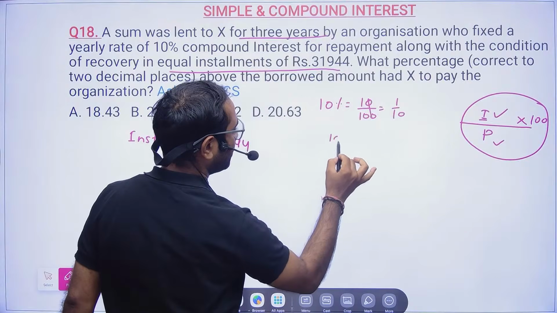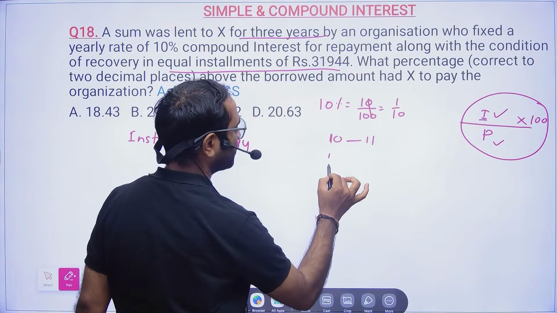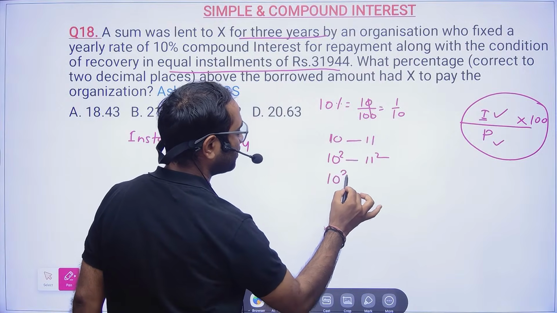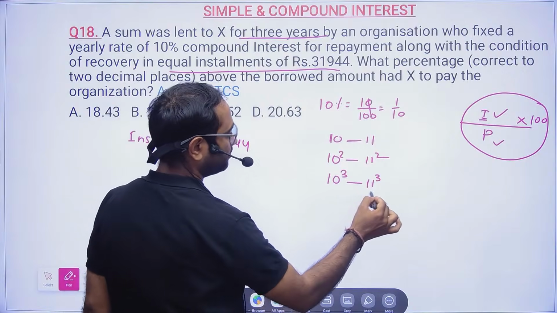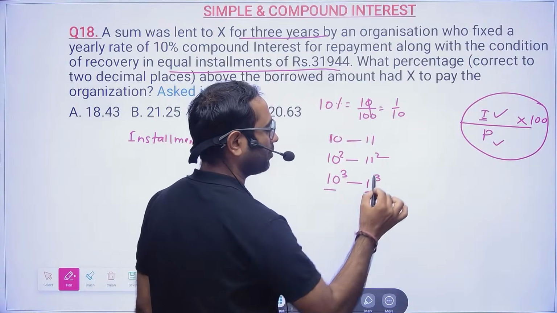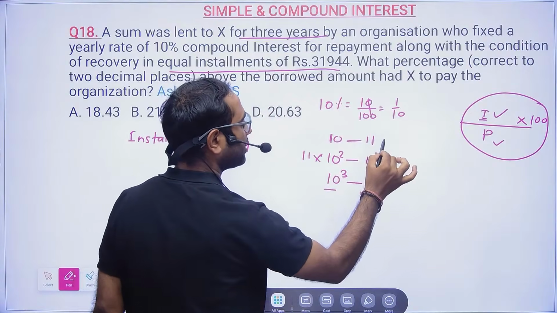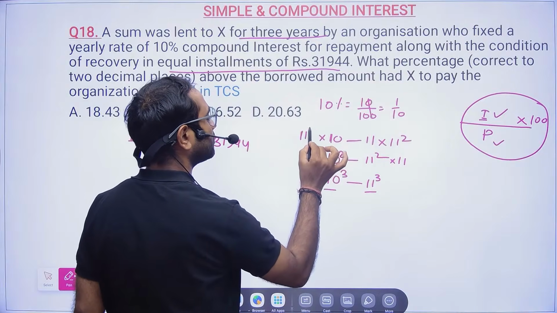That means from 10, 1 rupee is the interest, so each installment will be 11 rupees. Next year it is 10 square, 11 square. If it is for 3 years, then 10 to the power 3, 11 to the power 3. But sir, the installment will be the same, no? So here you multiply by 11, so that it becomes 11 cube, and here you multiply by 11 square, so that it becomes 11 cube.